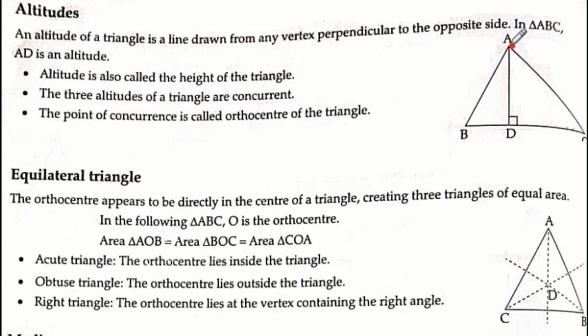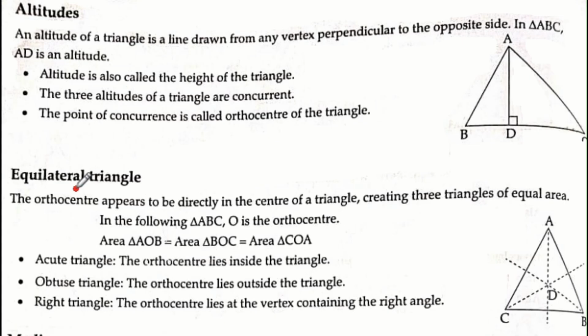So here from the point A, they have chosen the vertex A to draw the line perpendicular to the opposite side. The opposite side to angle A is BC, and a perpendicular line is drawn. I can also draw one line from B to AC perpendicular. It is also an altitude. So any line drawn from any vertex to its opposite side perpendicularly is said to be an altitude. And altitude is also called the height of the triangle. So altitude itself means the height of the given triangle.